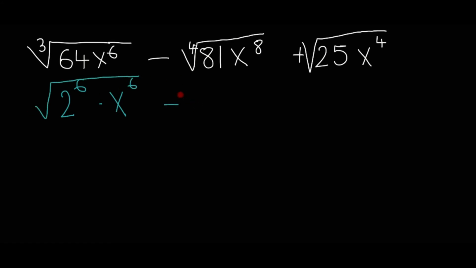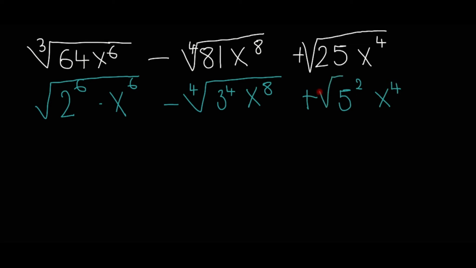and then minus, change 81 into its prime factors. It's going to be 3 to the power 4, and then change 25 into 5 squared, and then now this part, the square root. So this one is more than 3 anyway. So change this part into the root.